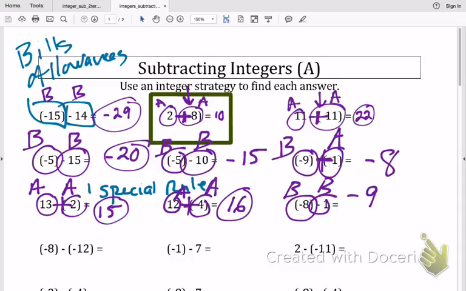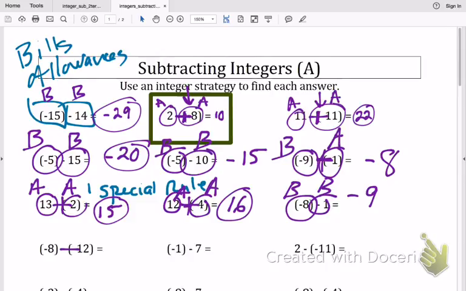You have 3 more opportunities to get this right. I would suggest you pause the video right now. Pause it, try these 3 on your own before you have to do a worksheet. Pause it, try them. Here we go. If you pause the video, I'm back.